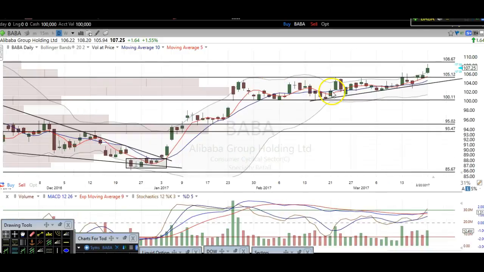So definitely a level here that you want to be aware of up here near about 108 on Alibaba. We also have this uptrend line as support that's still going to be a support. So support is down here at 105, as well as from the trend line right here.